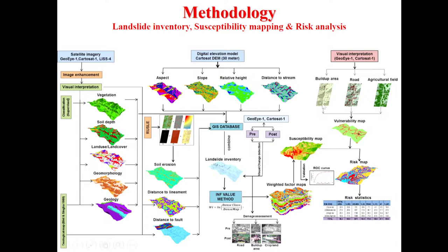On the contrary, suppose I take the built-up area, the road, the agricultural field, and again stitch them together, giving individual weights to them based on our prior knowledge. I get a susceptibility map. So vulnerability map.